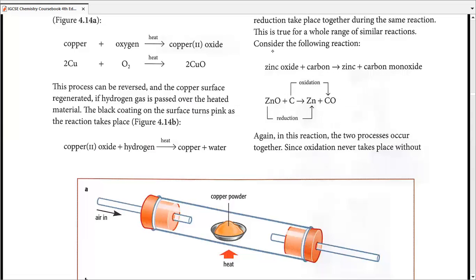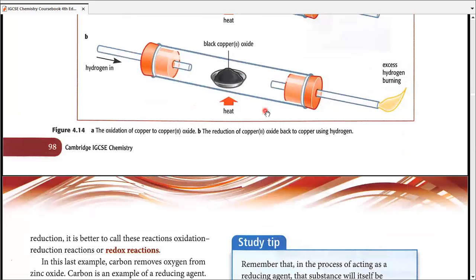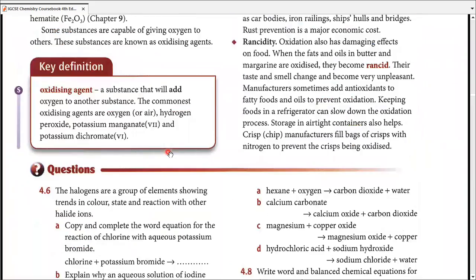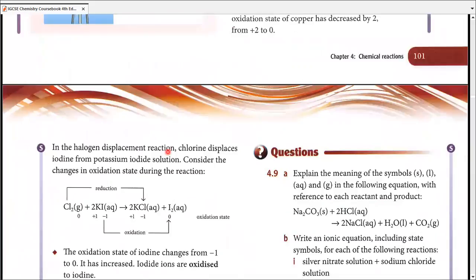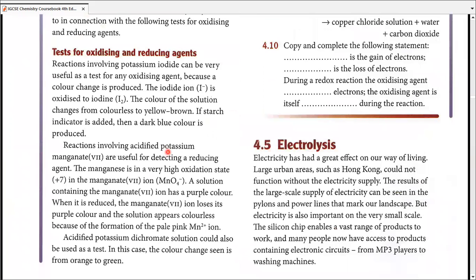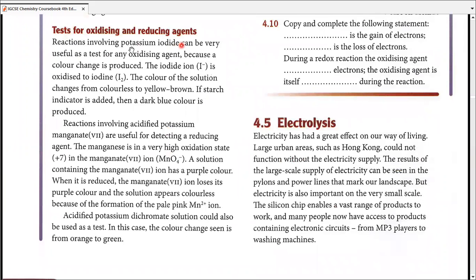Okay. So that was all about oxidizing and reducing agents. Some examples of very good oxidizing and reducing agents are written right after these pages. Right before electrolysis, there is some stuff for test for oxidizing and reducing agent.